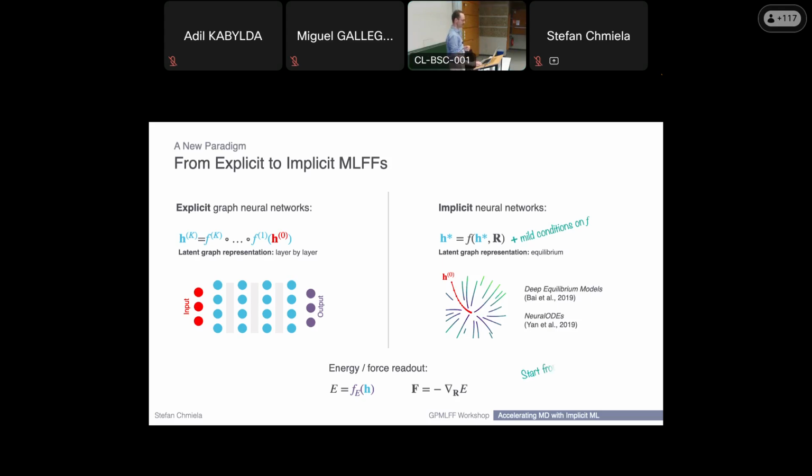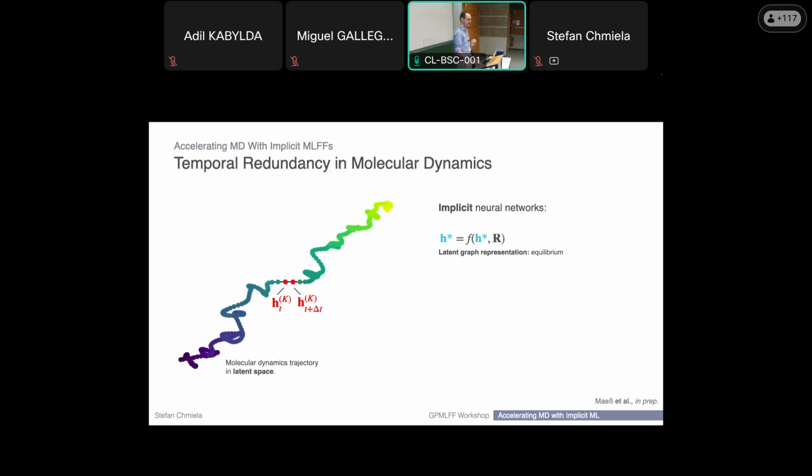But in a nutshell, those two approaches differ by this property: the implicit neural network can be started from any starting guess for the final graph representation, and the explicit network always has to start from the initialization that we used when training the model, because it's rigidly defined. And I think you can probably already see where this is going.